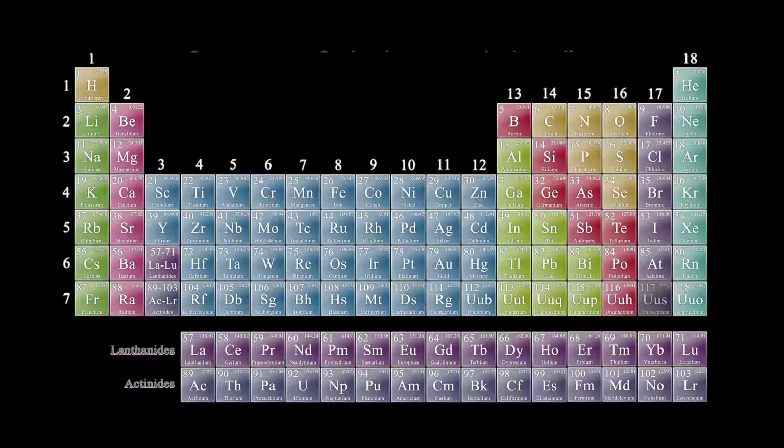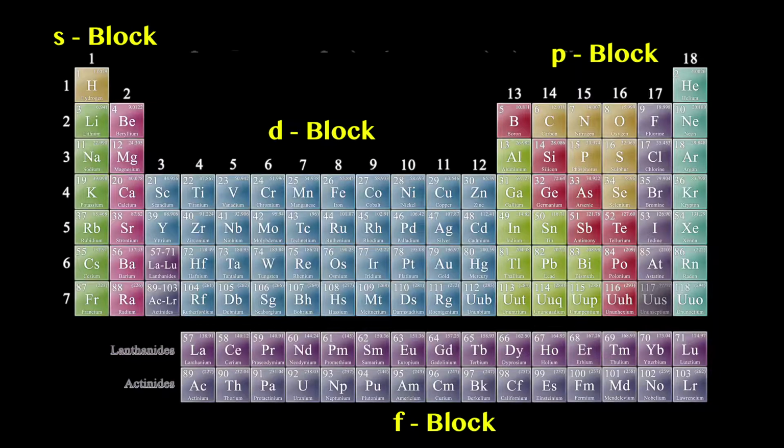Based on this, we can divide the long form of the periodic table into four divisions. They are s, p, d, and f block elements. This classification is based on the type of atomic orbital to which the last electron, that is the differentiating electron, enters. On the basis of electronic configuration, the elements are grouped into four blocks: s block, p block, d block, and f block elements.